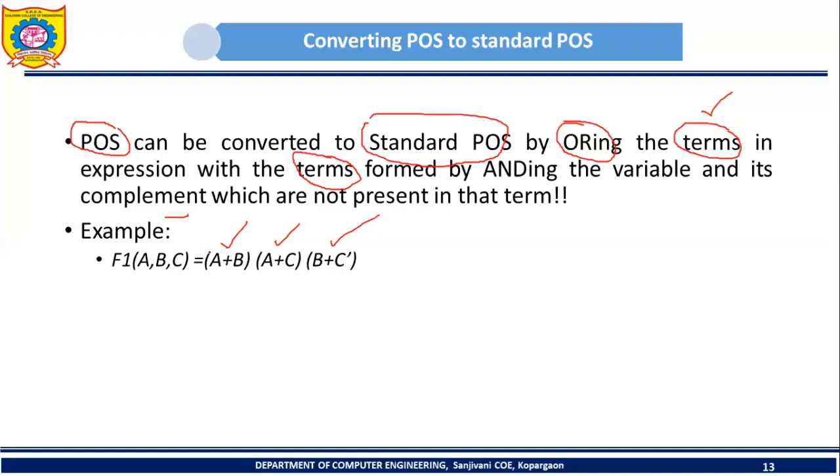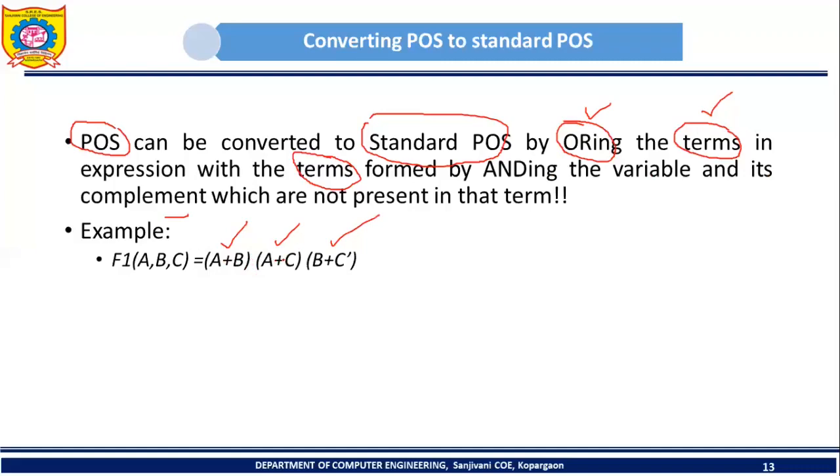So I should perform OR operation between this term and the second term. The second term should be obtained by performing AND operation between the missing variable. Which variable is missing here? C. So perform AND operation between C and its complement, that is C bar. So you should rewrite this term like A plus B plus, again I am taking plus because we want OR operation, and the second term will be the AND operation between the missing variable and its complement, that is C into C bar. So this term will become A plus B plus C into C bar.